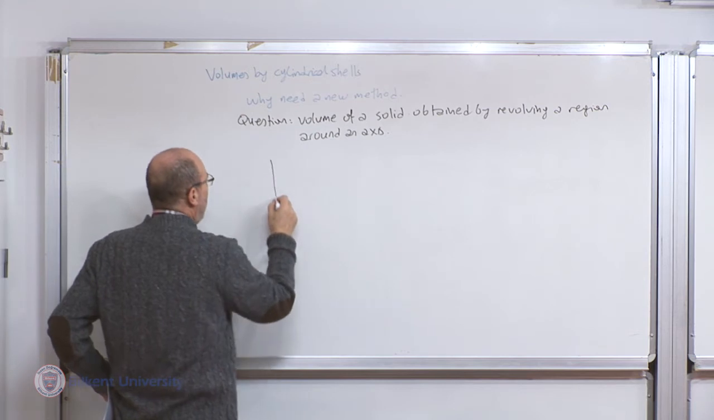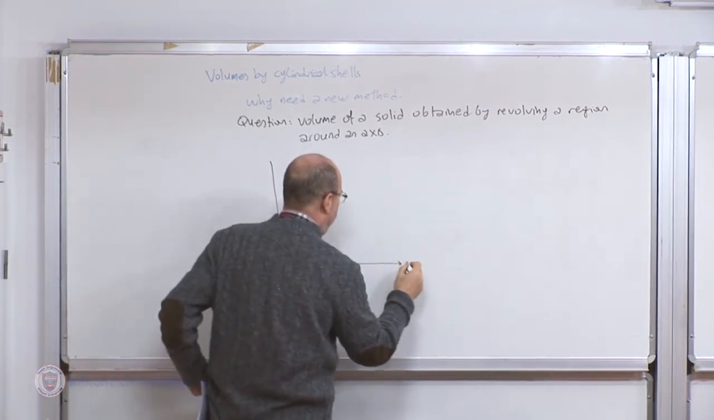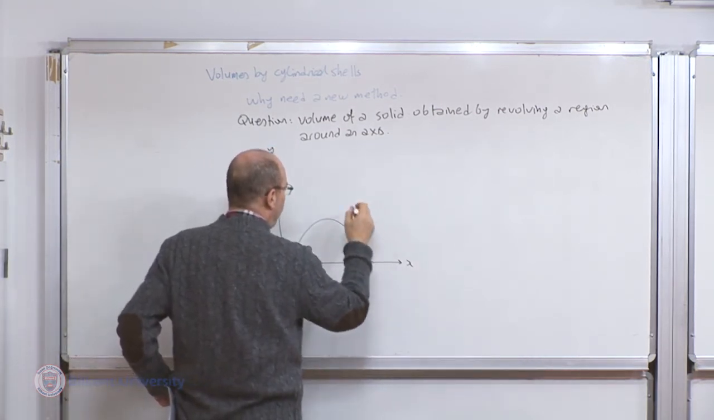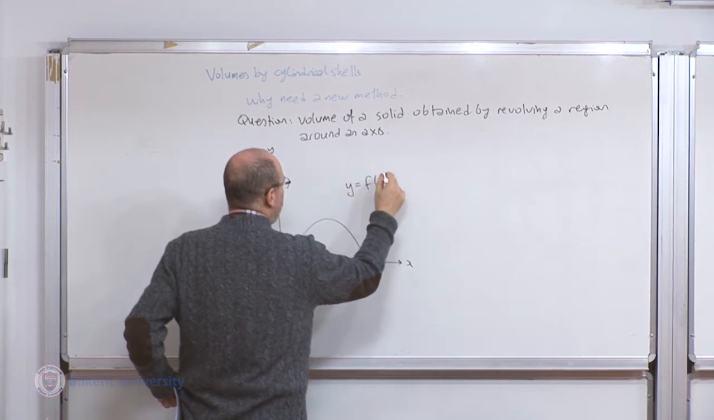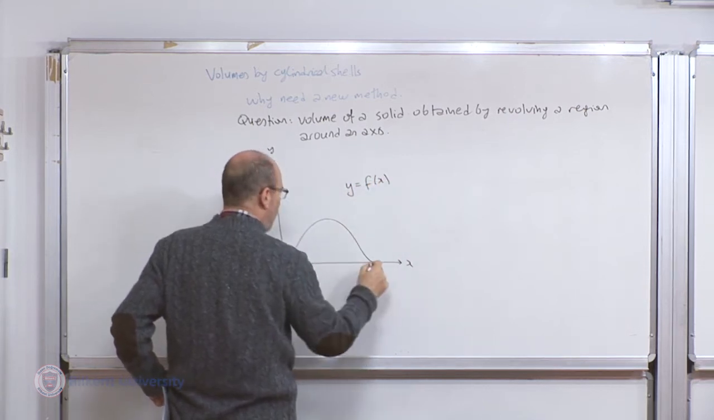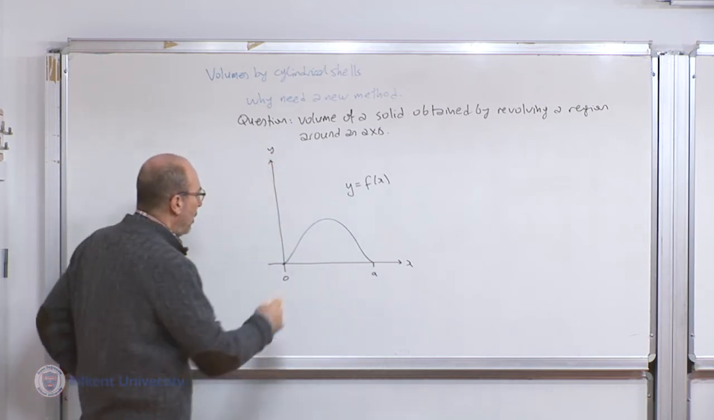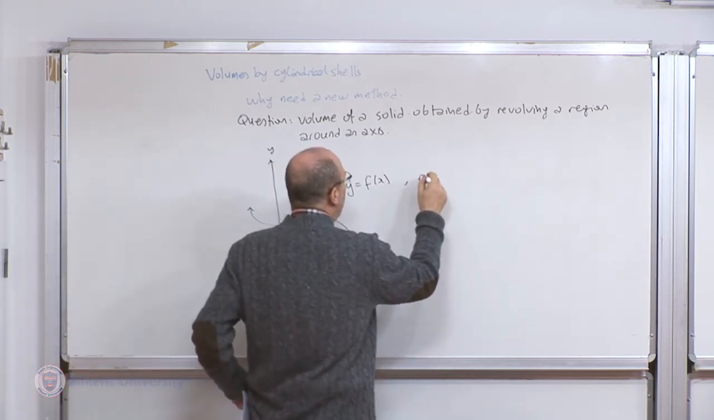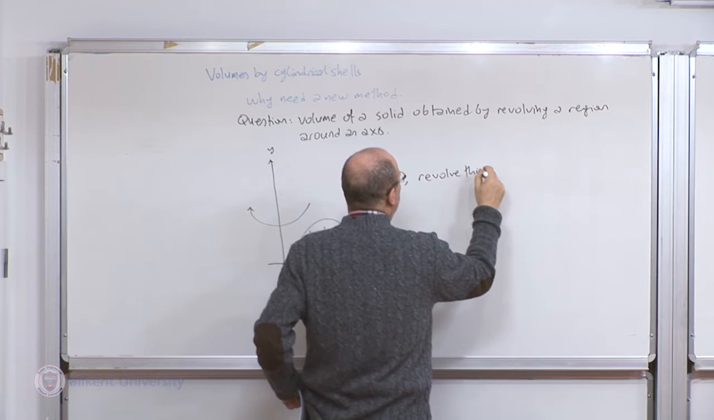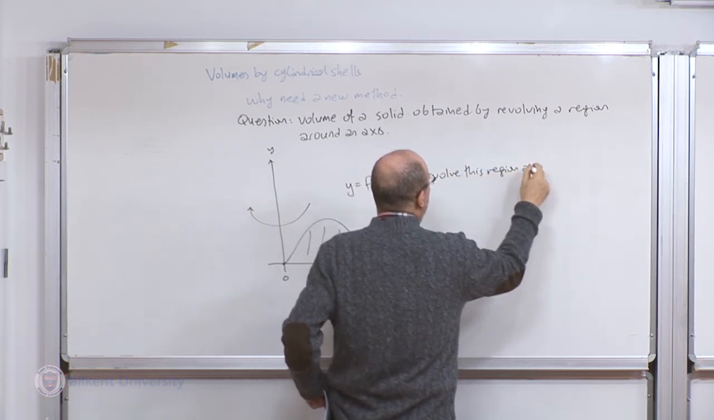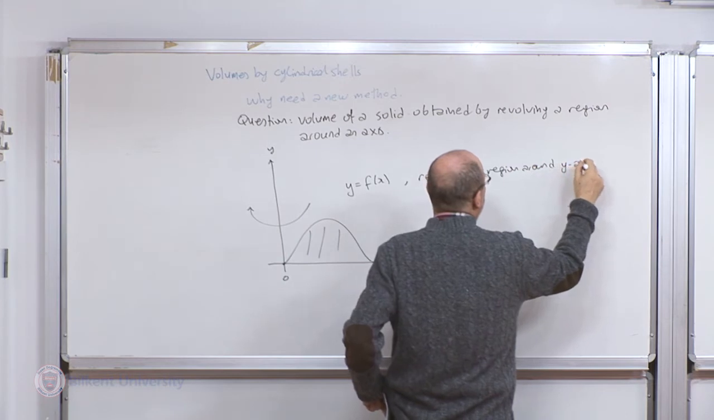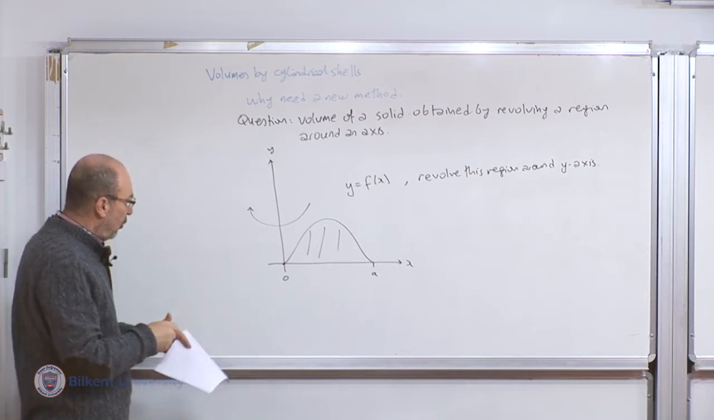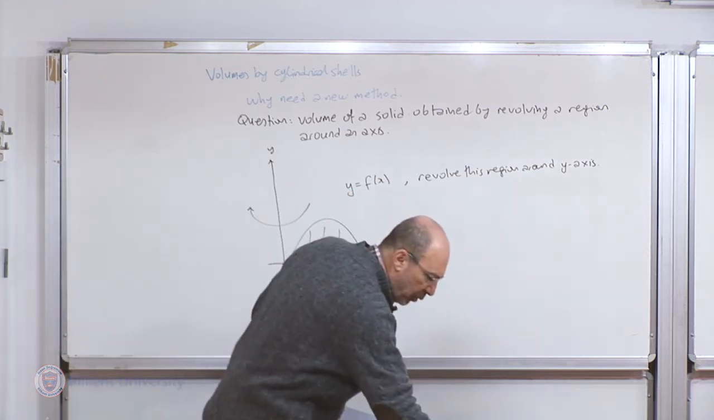Okay, so let's look at this problem now. Suppose we have a function like this, y equals f of x, from 0 to some point a. We want to revolve this region around the y-axis. Then normally we would like to do it this way.